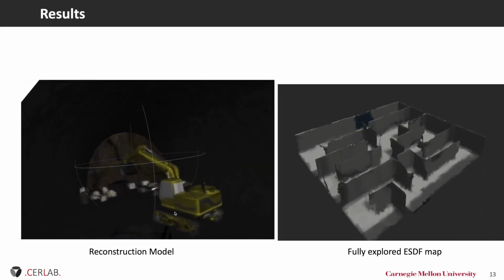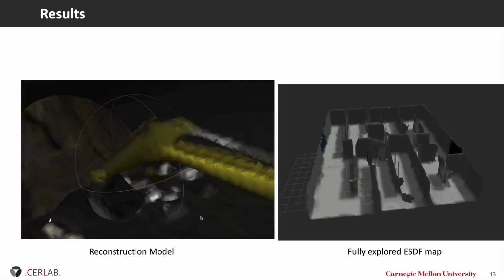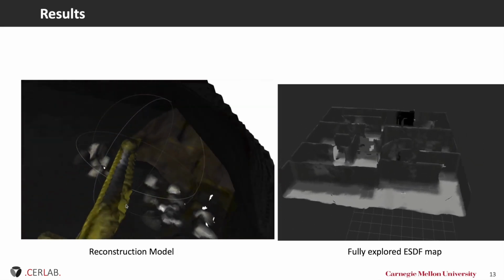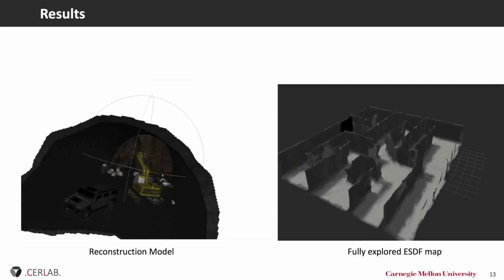To show the exploration ability in large areas, we include the office environment, which is much larger than the previous two environments. You can see that our planner can also successfully explore the maps. Using the collected point clouds, we are able to obtain the reconstruction models of the tunnel shown in the left.